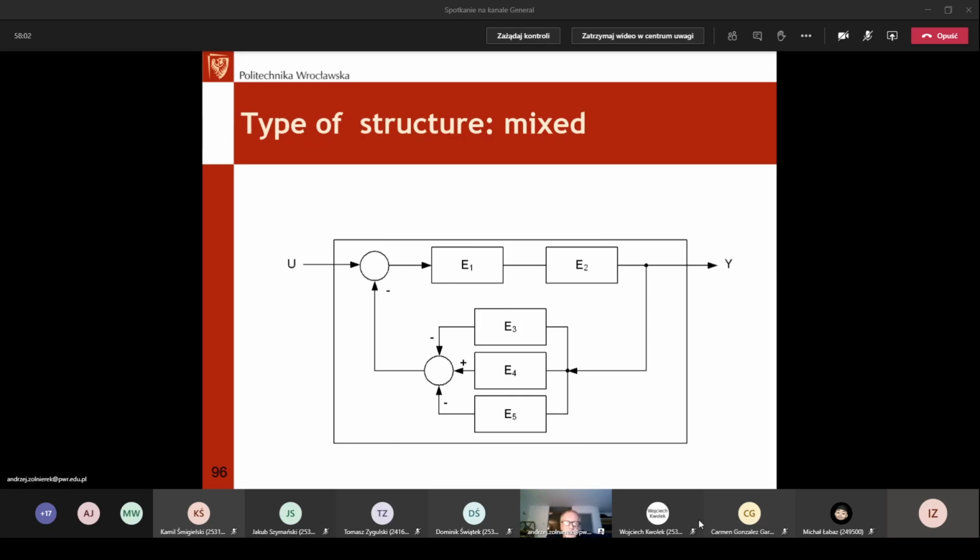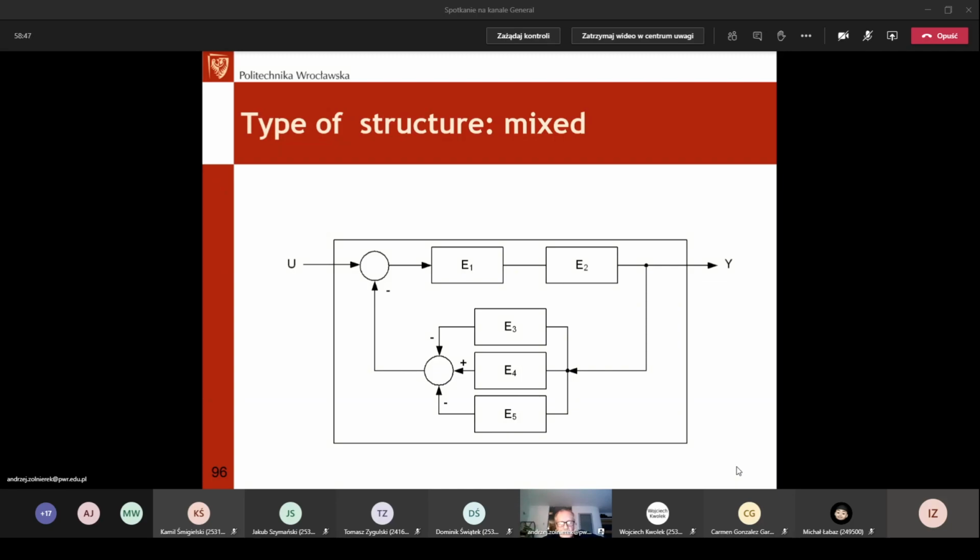Okay. And for example, this mixed structure can be, as you can see on this slide, a serial connection or parallel connection and this feedback connection. And the problem is that we would like to describe this whole system as one equivalent mathematical, I stress it, description. Why? It is very important from 3 points of view.